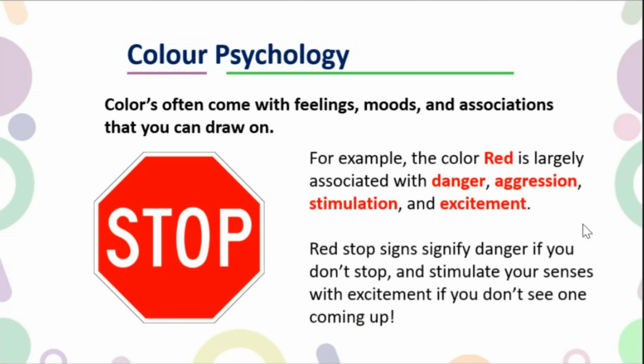Color often comes with feelings, mood, and associations that you can draw on. Immediately you see a stop sign, because of the red, you know that there is a sign of what? Danger ahead. So for example, the color red is largely associated with danger, aggression, stimulation, and excitement.